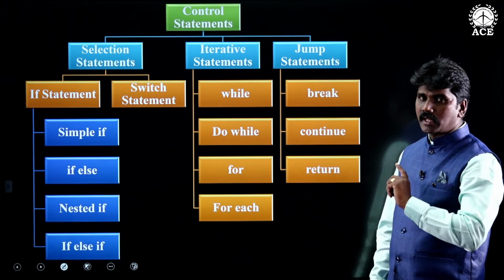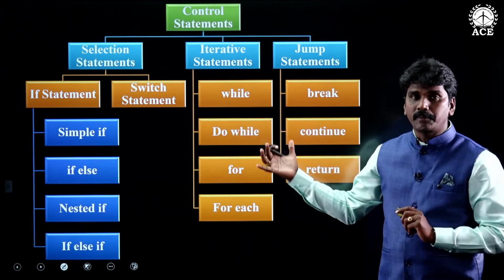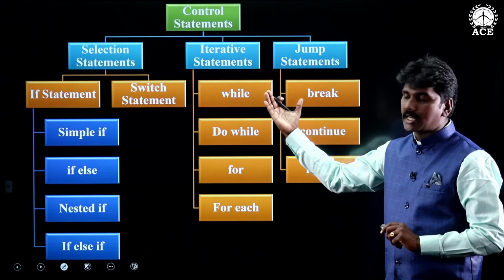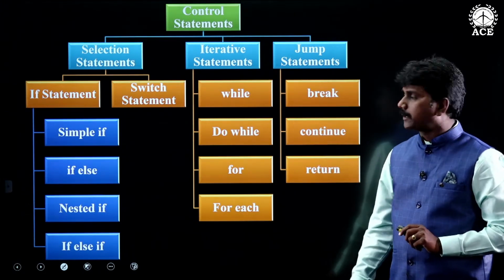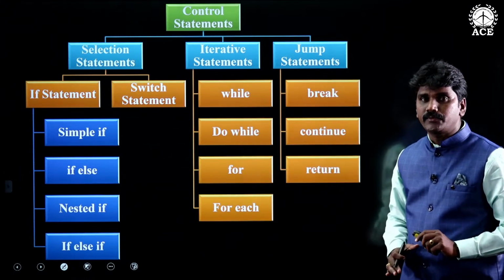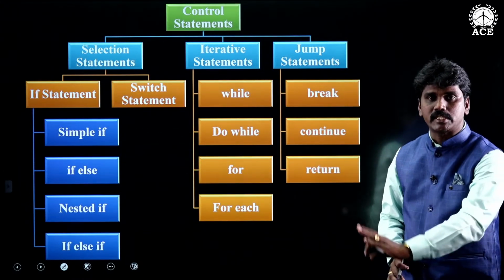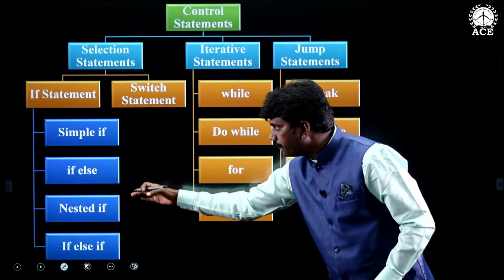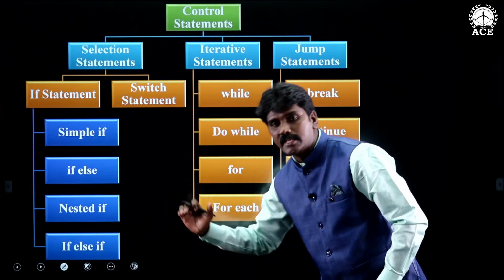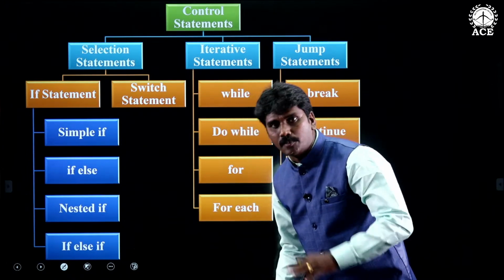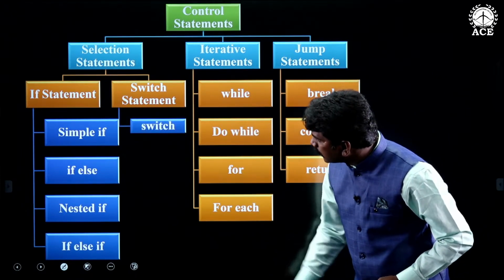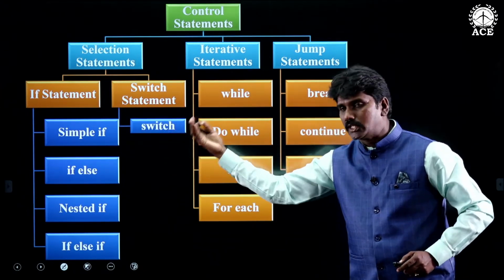First one, let us understand what are the different control statements we are having. One is selection statement, second one is iterative statement, and the third one is jump statement. Under the selection statements, what are the different selection statements we are having? If statement and switch statement. Under the if statement, we consider simple if, if else, nested if, and if else if. If else if can also be called the else if ladder. Under the switch statement we can use the keyword switch.